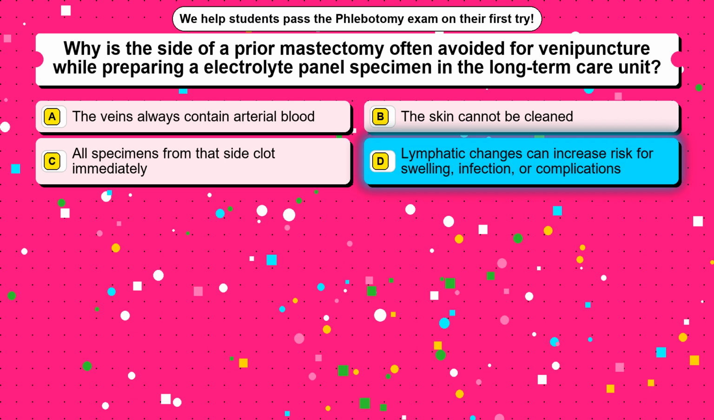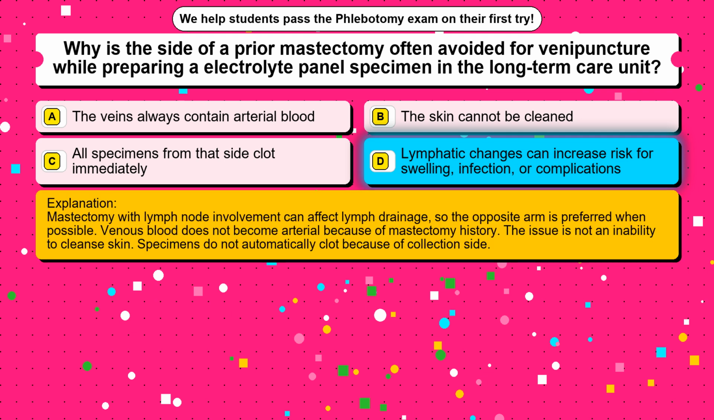The correct answer is option D. Lymphatic changes can increase risk for swelling, infection, or complications. Mastectomy with lymph node involvement can affect lymph drainage, so the opposite arm is preferred when possible. Venous blood does not become arterial because of mastectomy history. The issue is not an inability to cleanse skin. Specimens do not automatically clot because of collection side.